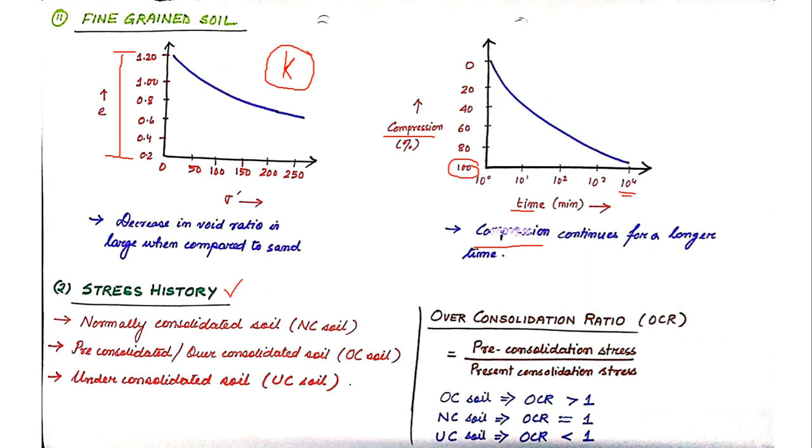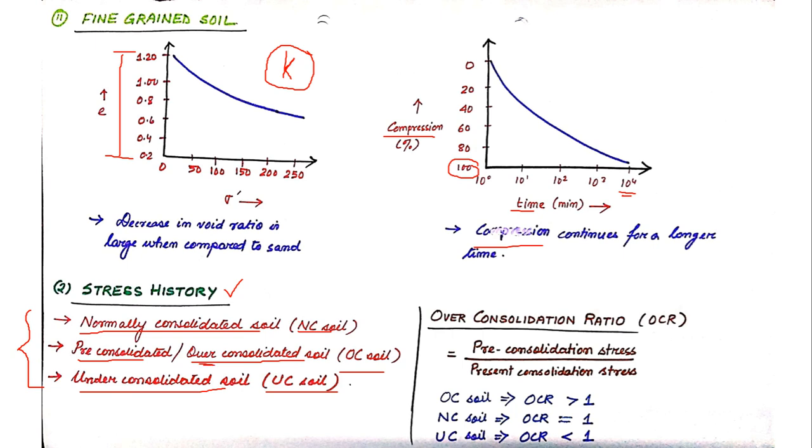So stress history means what kind of stress the soil was subjected to in its past. In very simple words, it is the history of stress of a soil. Now before we discuss anything, stress history gives rise to three types of soils. One is normally consolidated soil, abbreviated as NC soil. Second is pre-consolidated soil, or sometimes called over-consolidated soil, abbreviated as OC soil. And the last is under-consolidated soil, or UC soil. Let me explain the OC soil first.